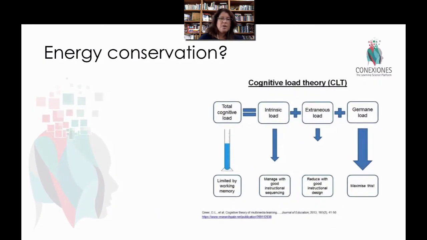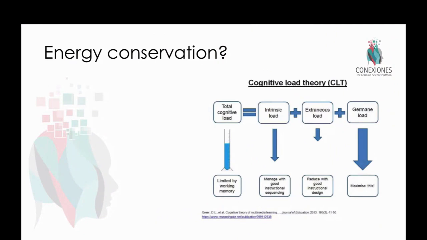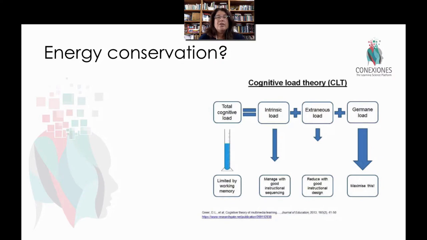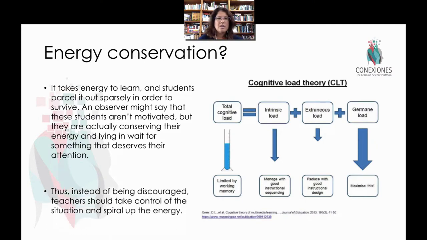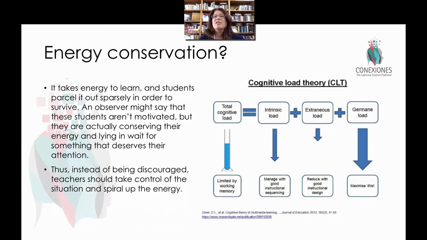So going back to this point of energy conservation, there's this idea of cognitive load theory, which explains that the general energy that your brain is using, and by the way, your brain uses about 20% of the total energy for something that weighs about 2% of your entire body weight, it's using a lot of energy. Students intuitively know this, right? And they will parcel out their energy or save their energy for the things that are really important to them. And knowing this gives teachers the power to really use this information.